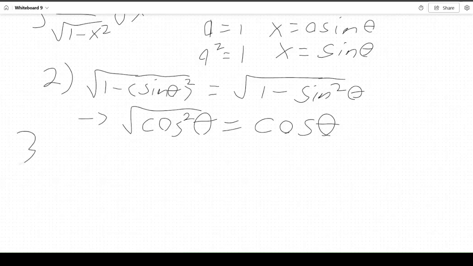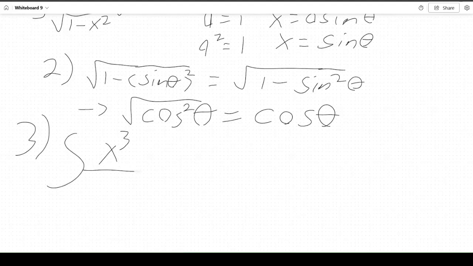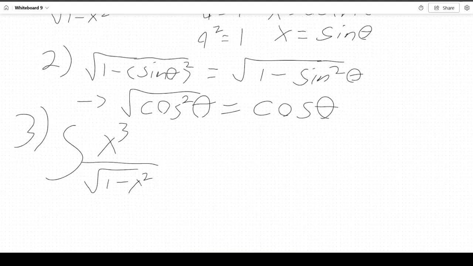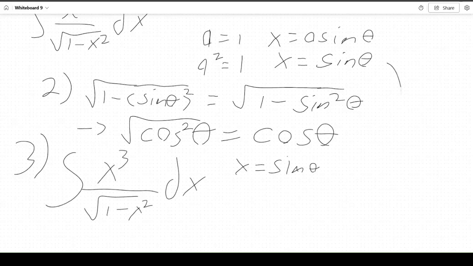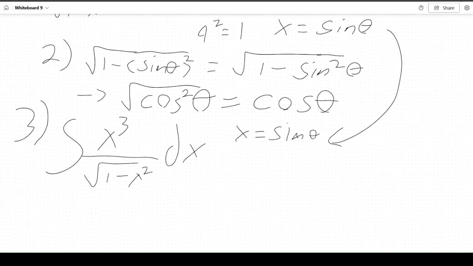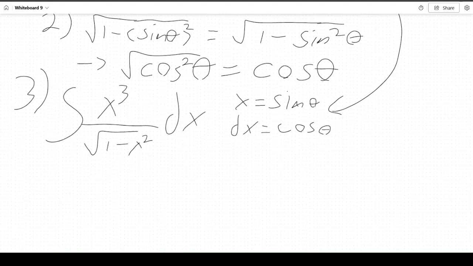So now we have to go back to our original problem. Let me just rewrite this here. And we can substitute. Since we have x would be sine theta, as given from here, we have to derive it in order to get dx. So the derivative of sine theta is cosine theta. So dx would be equal to cosine theta dθ.